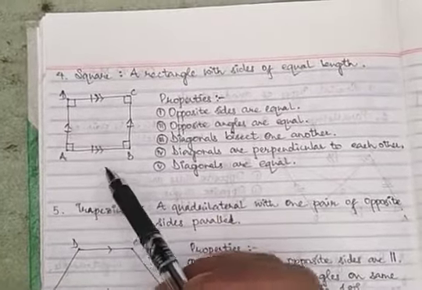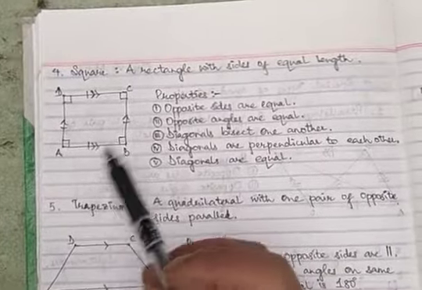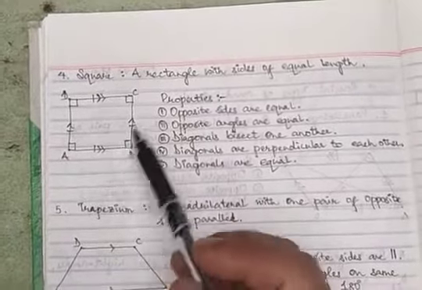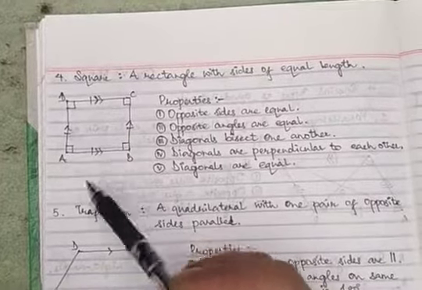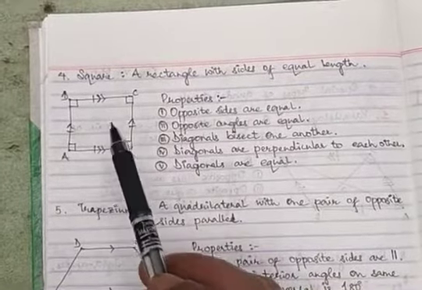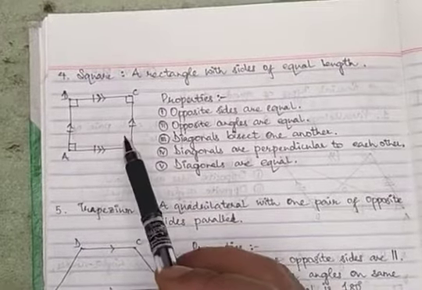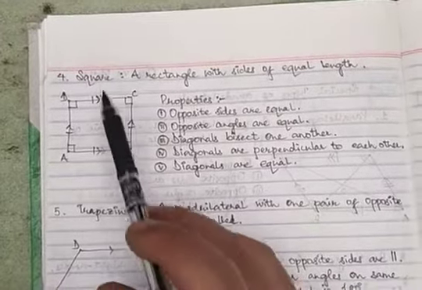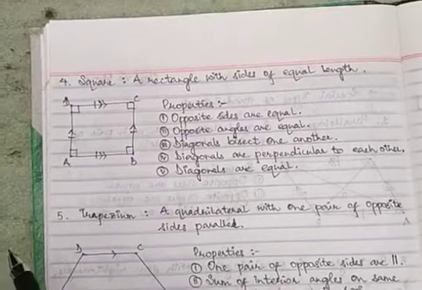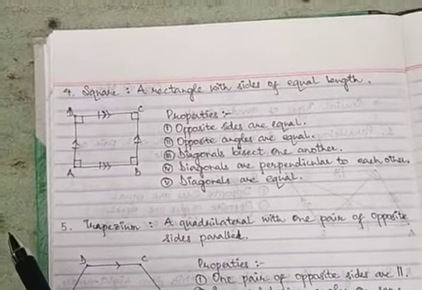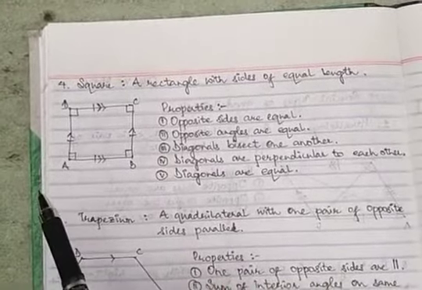Now what is the difference between this one and rhombus? The rhombus also had all the four sides equal, isn't it? Opposite sides are parallel, opposite sides are equal, but the rhombus didn't have all the four angles equal. That's what makes it unique, and that is why it got its name as a square.